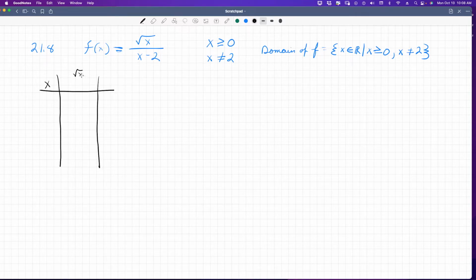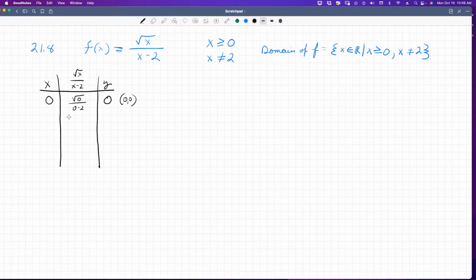And square root of x over x minus 2, and then this is our y values over here. So remember, x can be greater than or equal to 0. So I'm going to start with 0, that's our lowest number, and I'm going to sub it in everywhere: 0 and 0 minus 2. So that would be 0, right? Square root of 0 is 0. It doesn't matter what the denominator is. 0, 0 is where it starts.